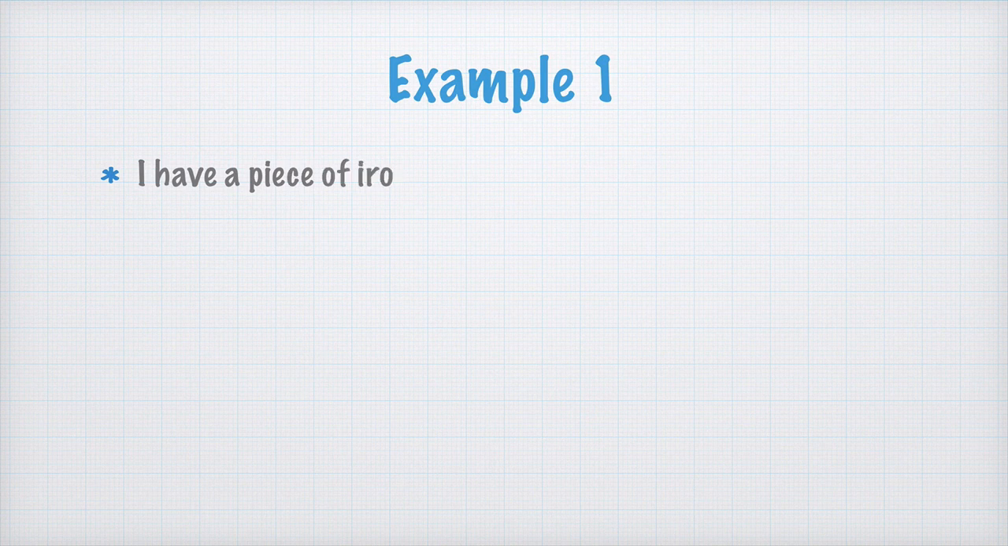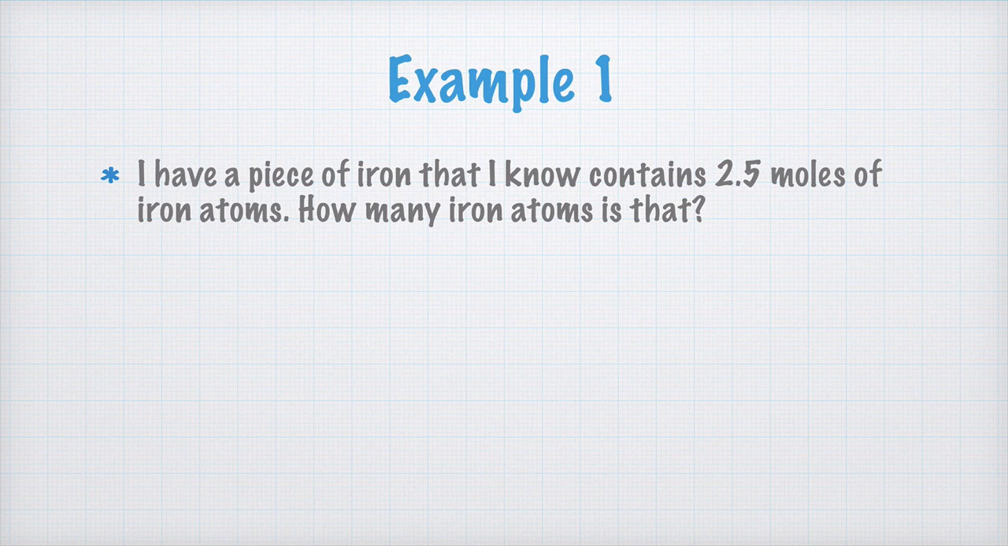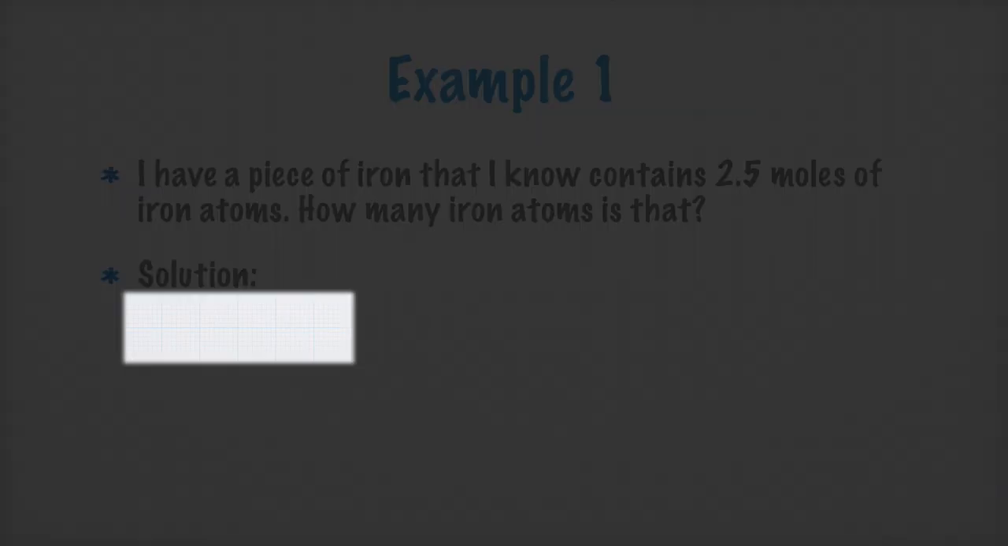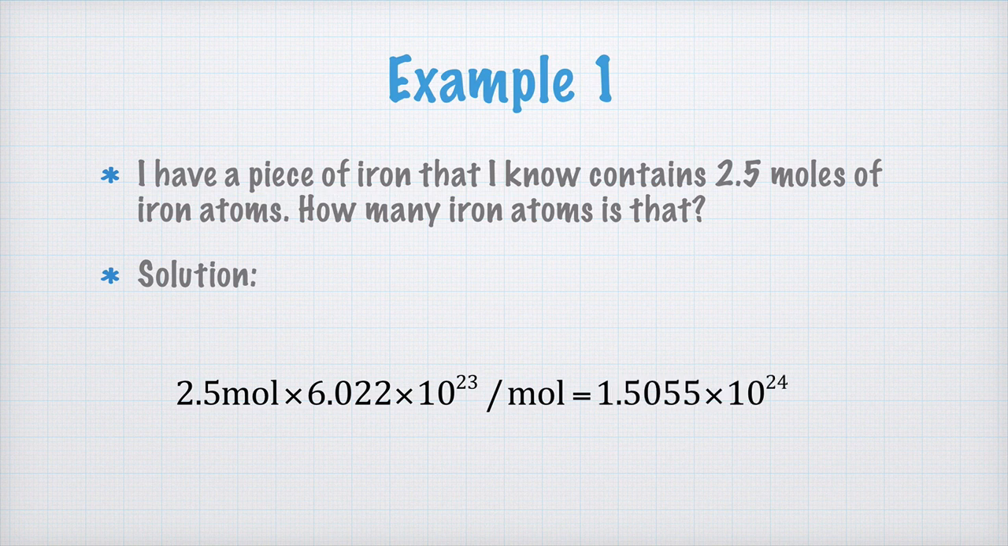Let's say a piece of iron consists of 2.5 mole iron atoms. How many iron atoms is that? We write like this, and leave some space above here, that we have 2.5 mole. In each mole, there is 6.022 times 10 to the 23 atoms, so we multiply by 6.022 times 10 to the 23 per mole, like this. And then we see that there are 1.5055 times 10 to the 24 atoms, or approximately 1.5 times 10 to the 24 atoms in 2.5 moles of iron.